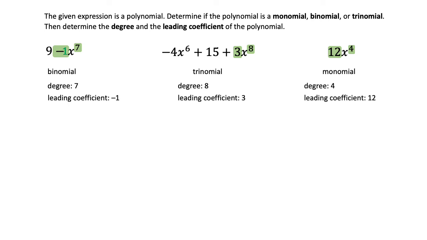Your trinomials are the most likely to be out of order, and the degree on that one is 8, leading coefficient is 3, and your monomial is going to be degree of 4 and leading coefficient of 12.